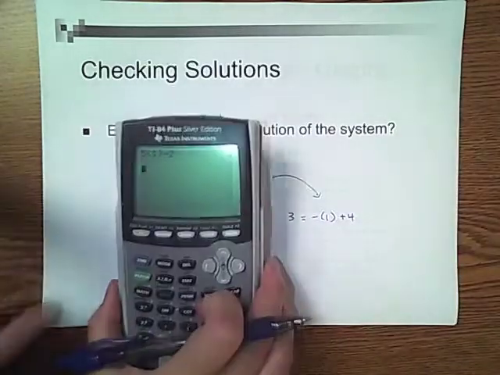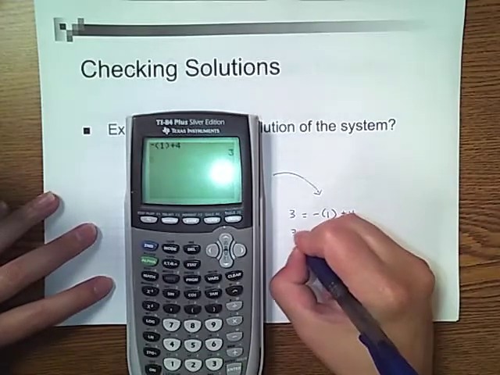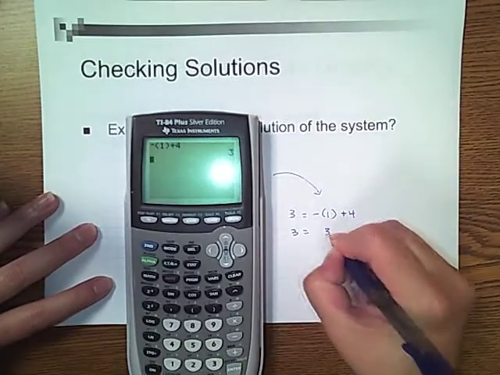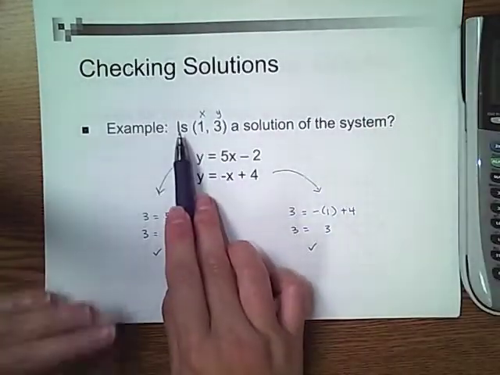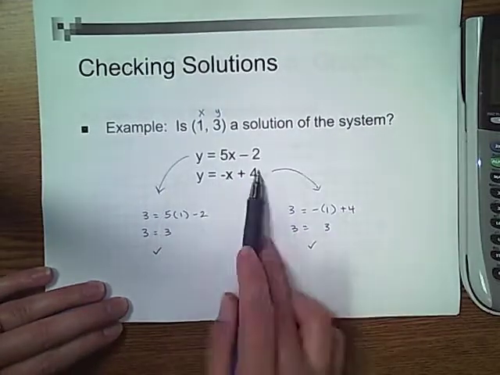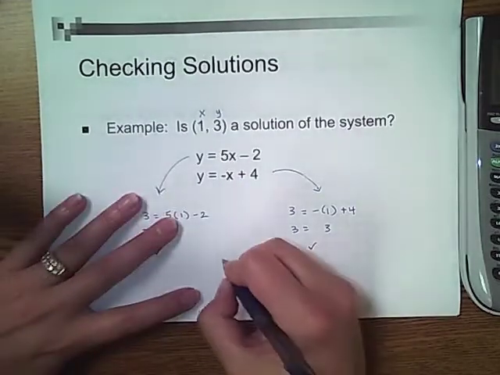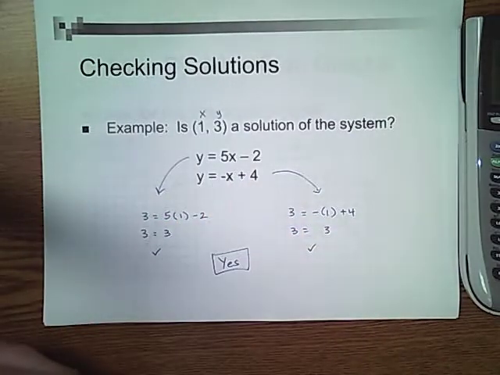Okay, and so now I'm going to test that in my calculator. Okay, -1 plus 4, and I got 3, so 3 equals 3. It worked in that equation also. So when I go back to my equation, is (1, 3) a solution of the system? It worked in the first equation and it worked in the second equation. So the answer is yes, that is the solution to that system of equations.